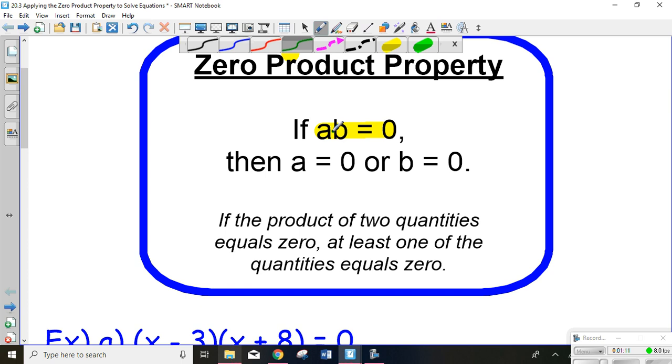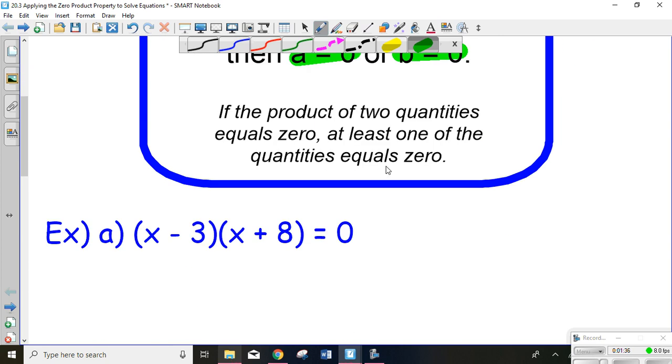Hopefully you said it has to be 0, because if I had 3 times something and I know the answer had to be 0, the only way we get an answer of 0 is if that something was 0. So if A times B is 0, then either A has to be 0 or B has to be 0. One of the two of them has to be 0. They both could be, but at least one of them has to be.